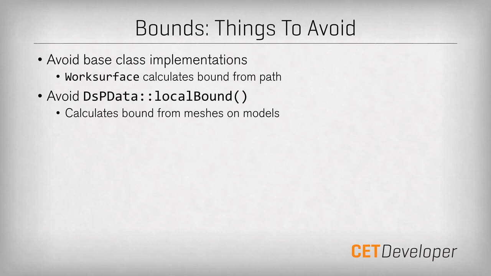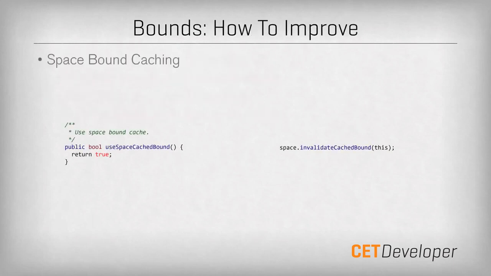And spacebound caching. This is a feature that's built into all snappers. At least I believe it's available for all snappers. You can turn it on by simply returning true from use space cached bound. And then anytime you can invalidate your current bound, the one that's currently cached, just by calling invalidate cache bound, passing in yourself. This works really well, and it's really easy to implement. So you can actually get caching on your bounds for nearly free.